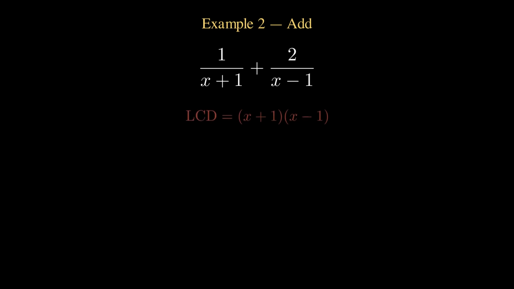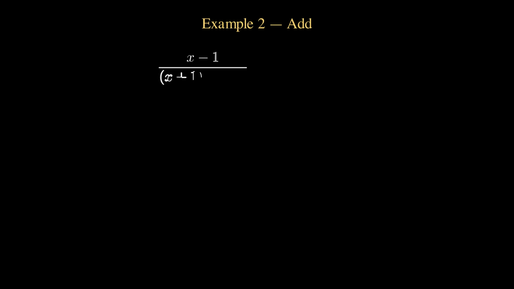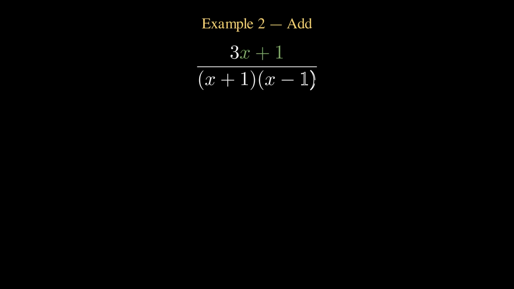Example 2, medium level. Add 1 over x plus 1 plus 2 over x minus 1. The least common denominator is x plus 1 times x minus 1. Rewrite each fraction. The first becomes x minus 1 over the LCD. The second becomes 2 times x plus 1 over the LCD. Combine the numerators. x minus 1 plus 2x plus 2 equals 3x plus 1, over x plus 1 times x minus 1. Restrictions here are x not equal to -1 and x not equal to 1 from the original denominators.